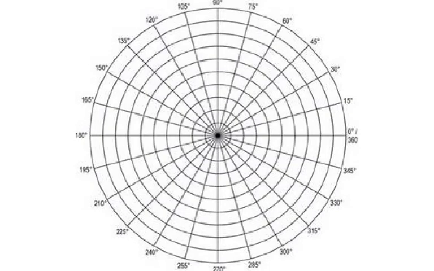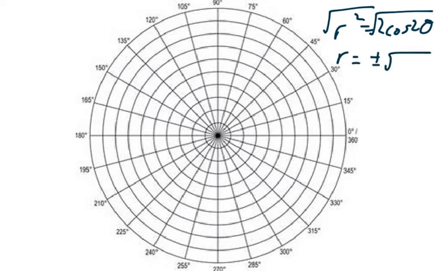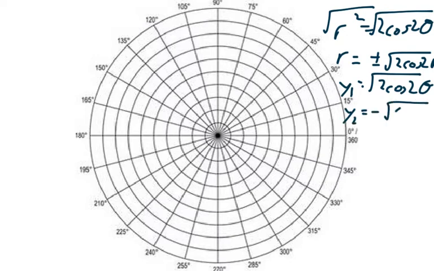The next problem we have is simply to graph r squared equals 2 cosine 2 theta. So what I'm going to do is take the square root, and r equals plus or minus the square root of 2 cosine 2 theta. So y1 equals the square root of 2 cosine 2 theta, and y2 equals negative square root of 2 cosine 2 theta. And I'm going to make each circle 1 so that we can have a better chance of seeing this. So I'm putting y1 and y2 both in my calculator.